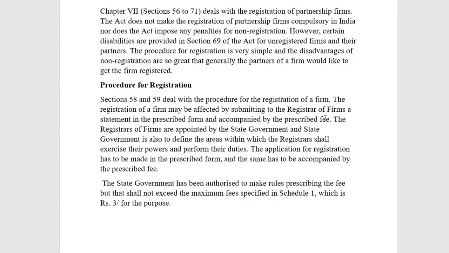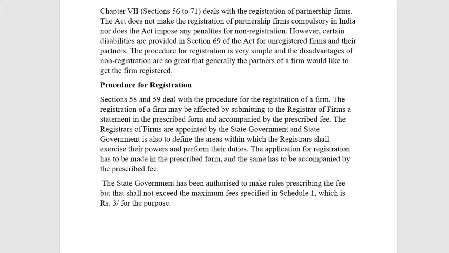It has to be accompanied by some prescribed fees. The Registrars of Firms are appointed by the state government. The state government is also to define the areas within which the Registrars shall exercise their powers and perform their duties. So this is the aspect, that is, the constitution of the Register of Firms, how it can be made. So this can be made by the state government.